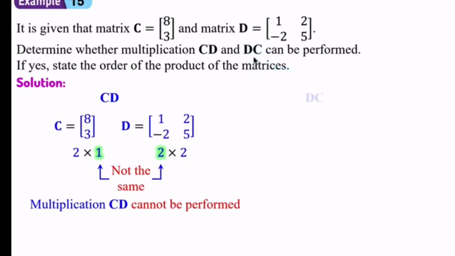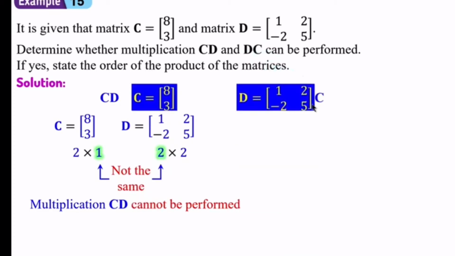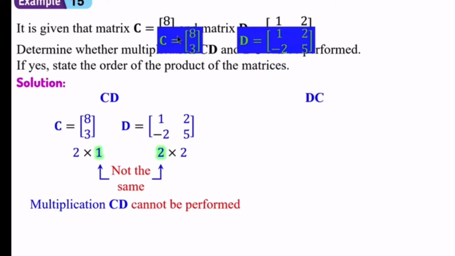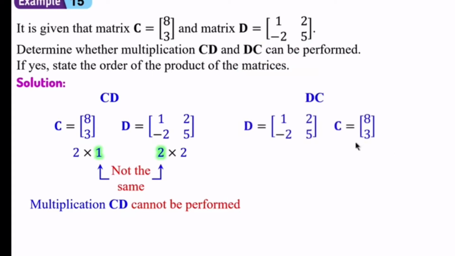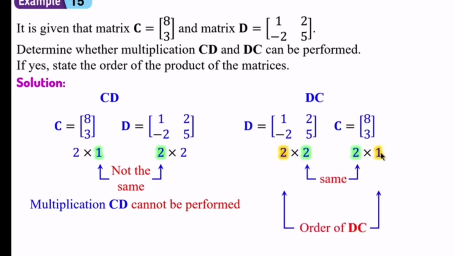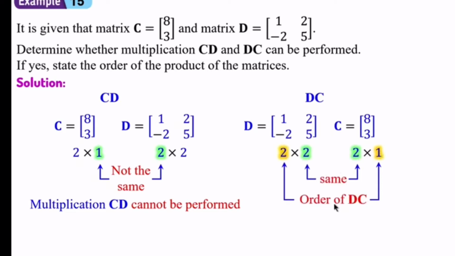And how about DC? Let's check. For DC, let's check the order first. The order for matrix D is 2 by 2, and the order for matrix C is 2 by 1. So the number of columns of matrix D is the same as the number of rows of matrix C. Hence these two matrices can be multiplied. Multiplication can be performed for matrix D and C.